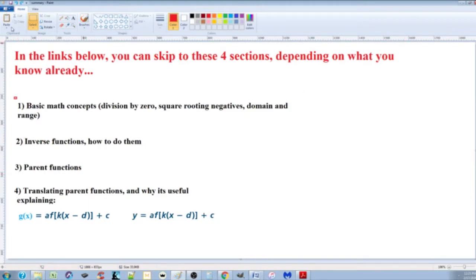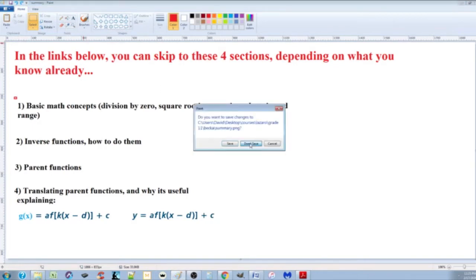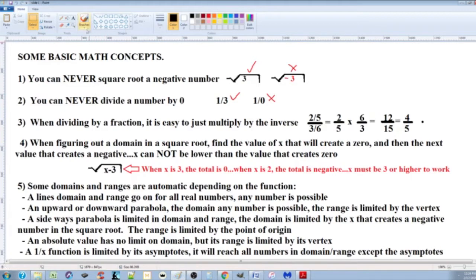So we're going to go from some basic math. Some basic concepts. Number 1, you can never square root a negative number. That's a rule. That's all there is to it. And the reason we need to know this is because it will dictate the domain and range of some functions. Okay, so you can square root any number that's above 0, including 0. Square root of 0 is 0. But as soon as you enter into -1, -2, any negative number, you cannot do it. It's not allowed.